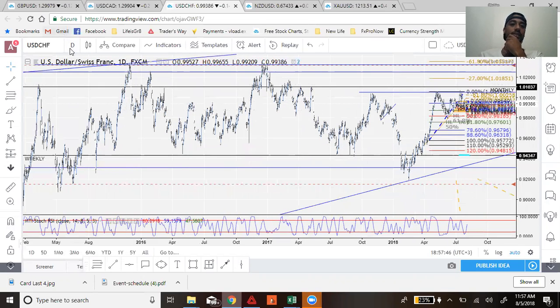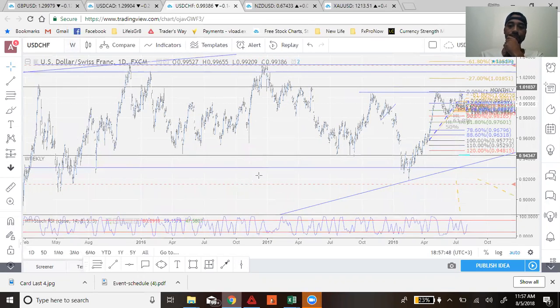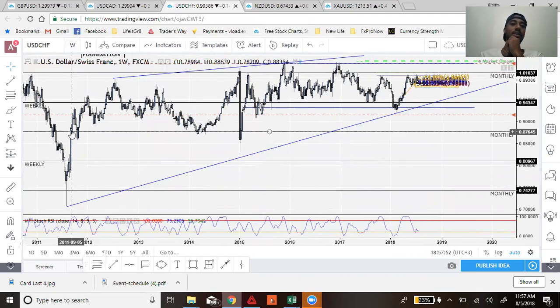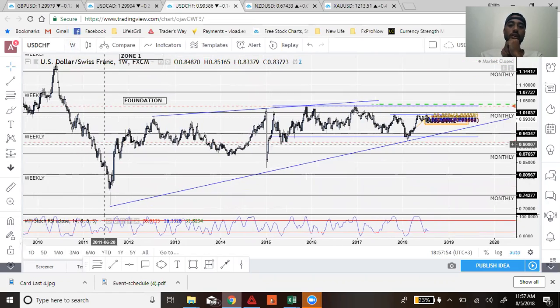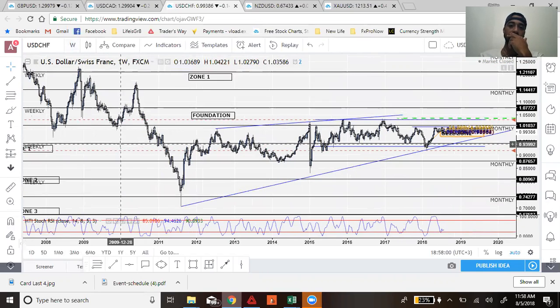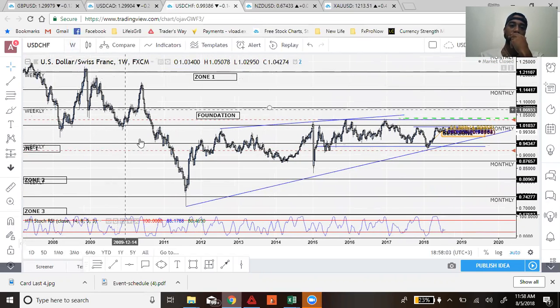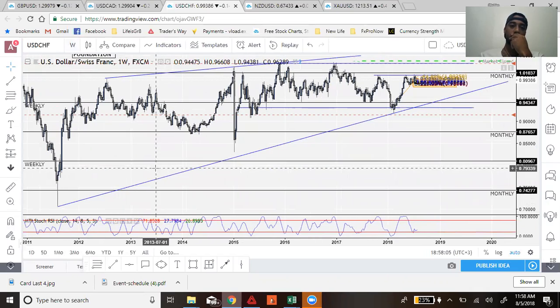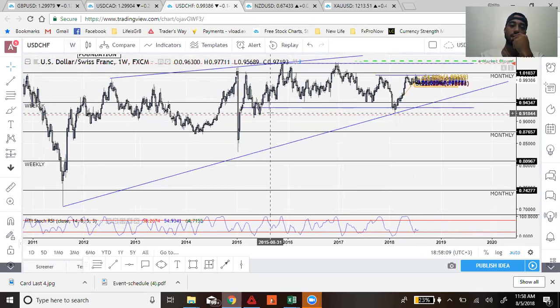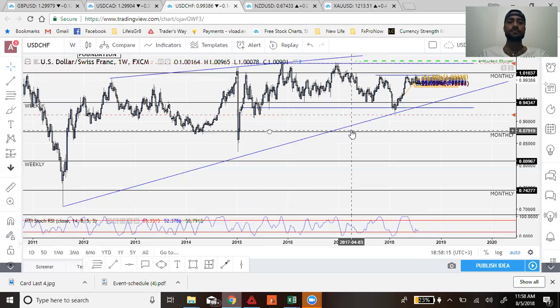So what I see from the weekly time frame, I see some sort of an ascending triangle that is formed. I'm not even going to go back there, I'm just going to keep right here. Some sort of an ascending triangle that is formed. We see an overall uptrend on the weekly time frame.